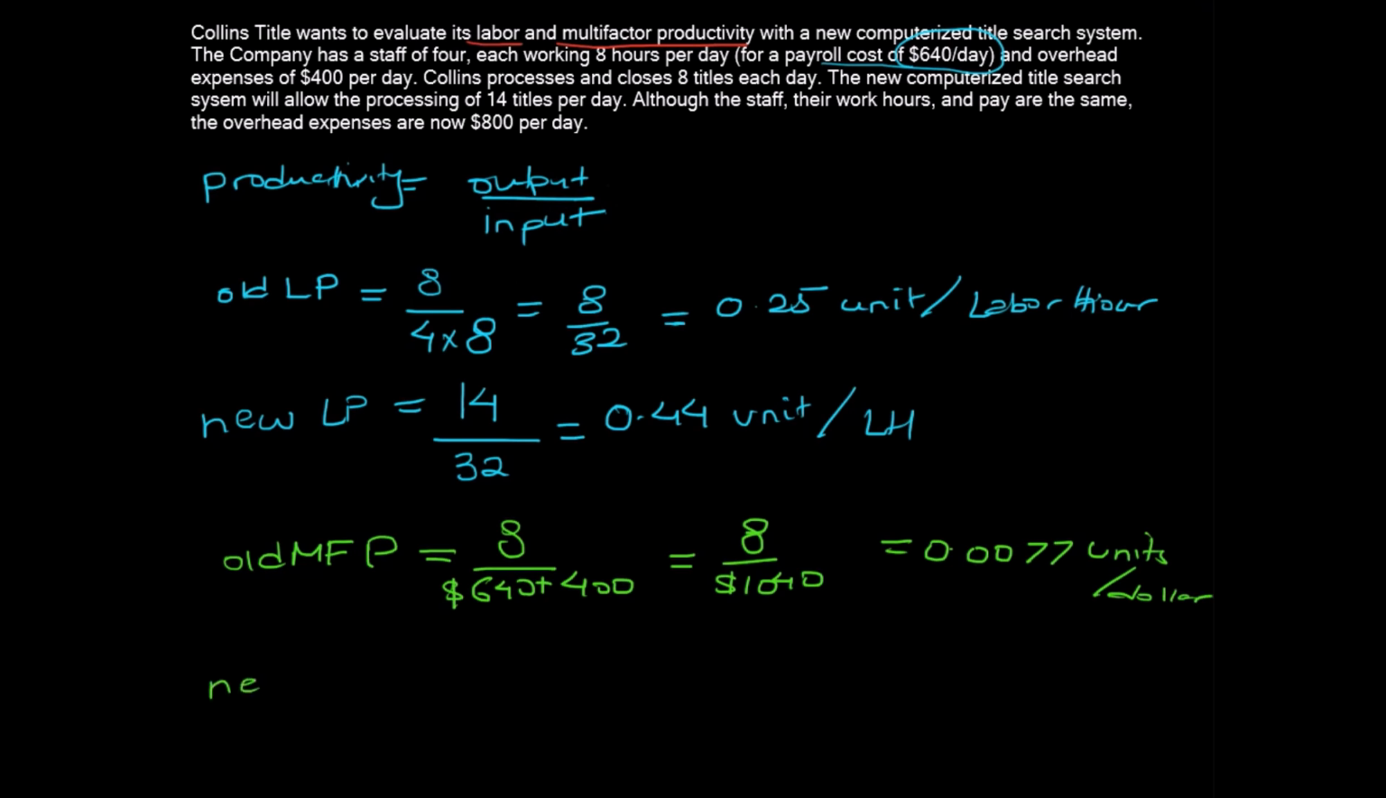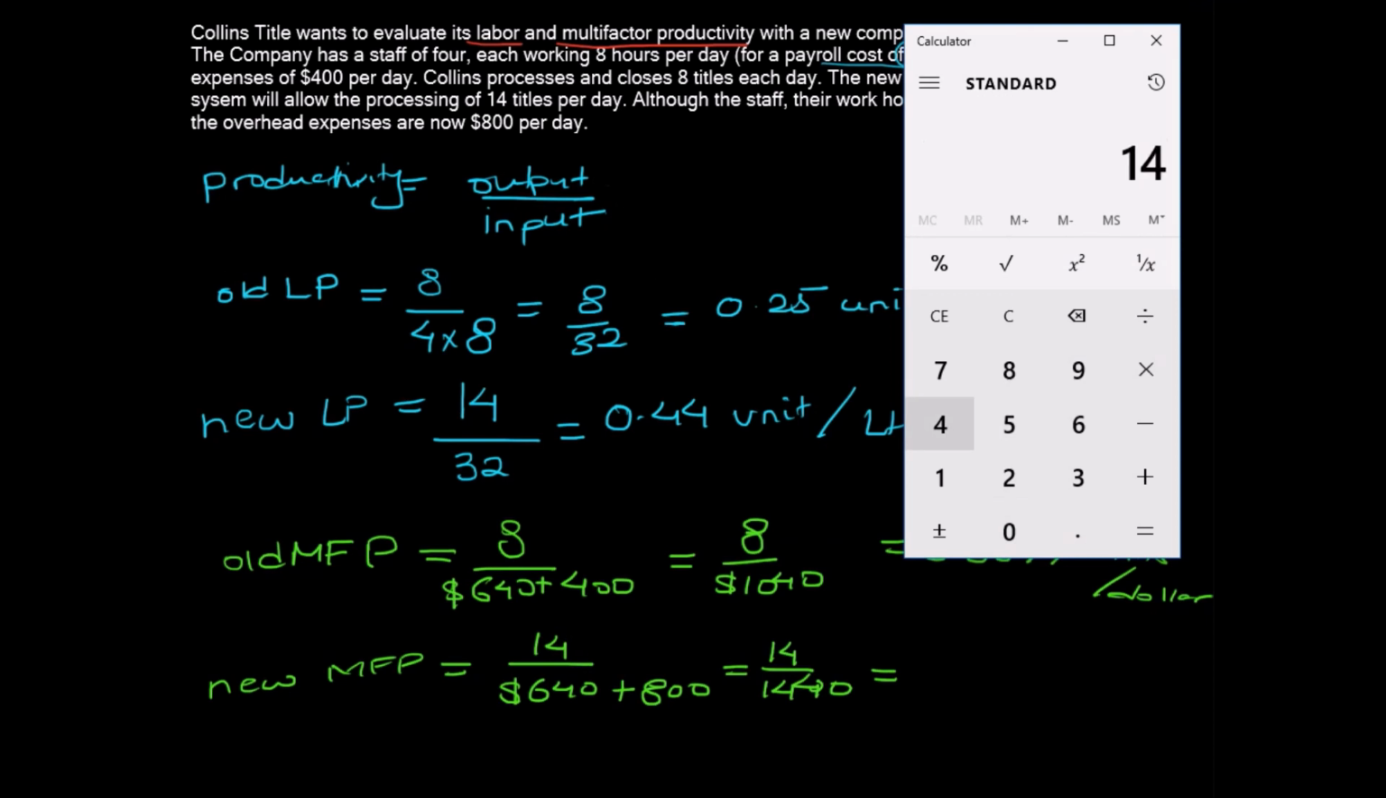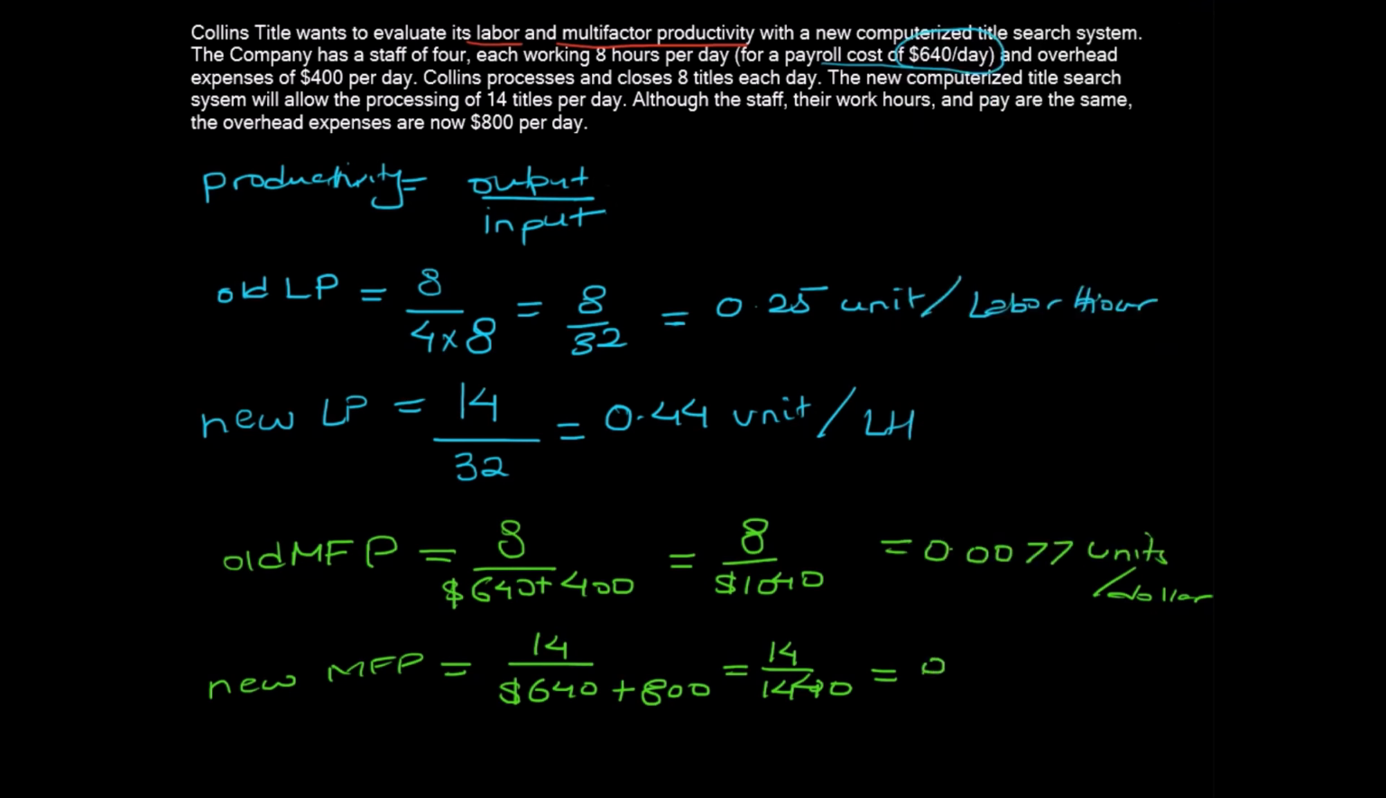Okay, so our new multi-factor productivity is going to be the new output, which is 14, divided by the labor cost, which stays the same, but the overhead increases to 800. So now we have 14 divided by 1440. So that is equal to 0.0097 units per dollar spent.